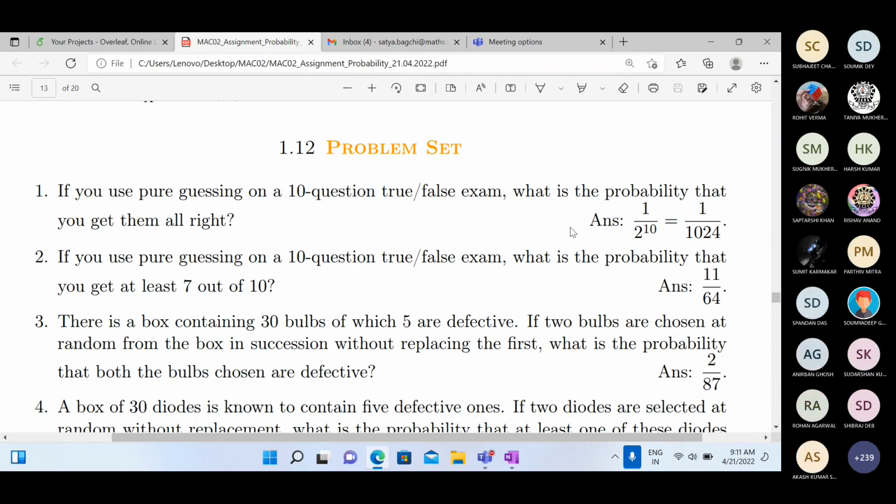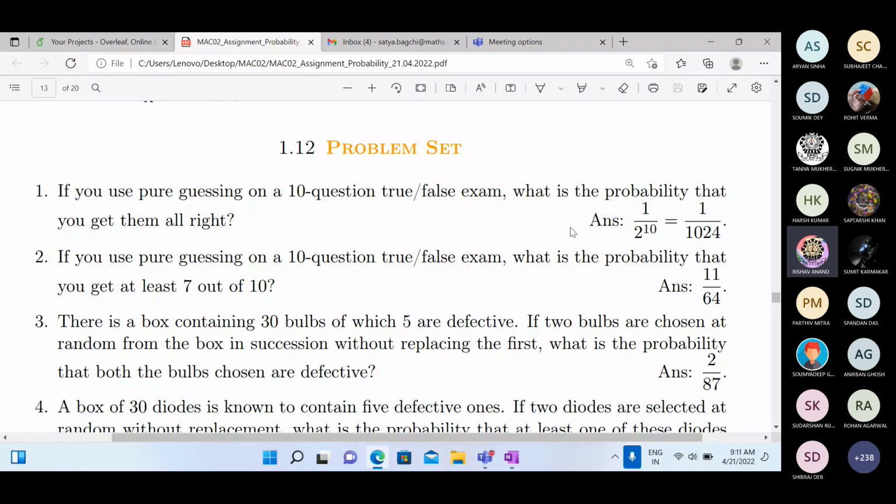No, sir, 512 is 2 to the power 9. 1 by 2 to the power 10 equals 1 by 1024. Yes, that is correct.